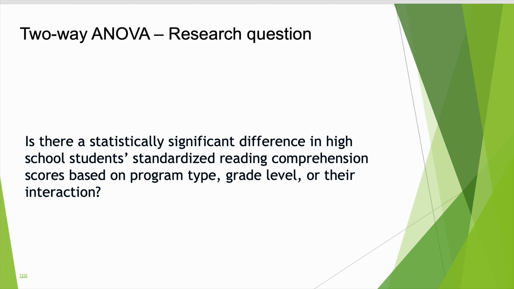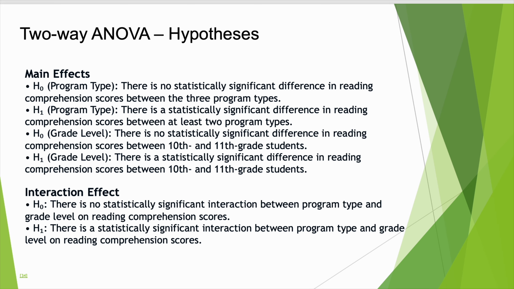And so our research question is written very fundamentally the same as all of our other tests, but we're going to say the dependent variable based on program type, grade level, or their interaction. So I've got both independent variables there, and then I have to add the phrase or their interaction on there as well. You have a lot of hypotheses here.